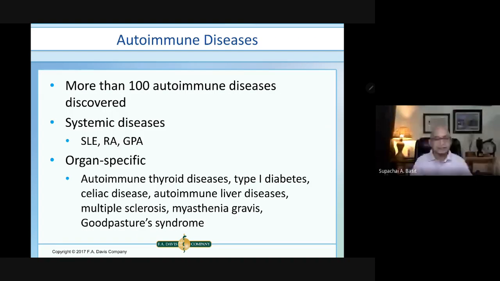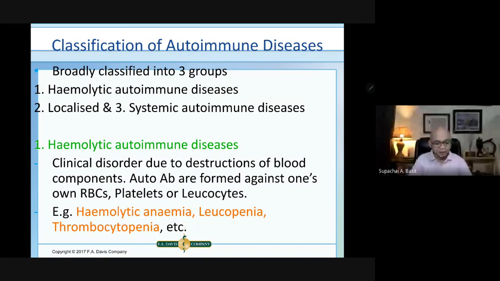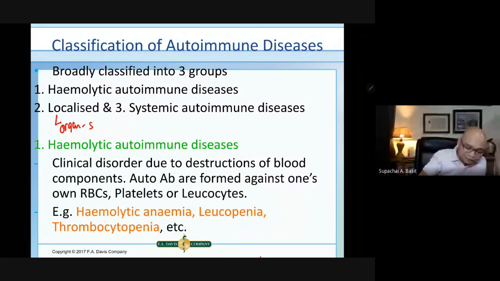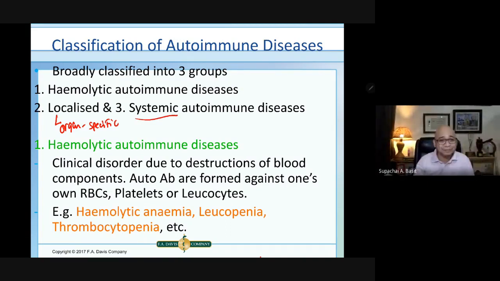So there are more than 100 autoimmune diseases discovered. And they are divided into two: systemic and organ-specific. We will be discussing these kinds of autoimmune diseases. Actually, there is a third classification. The localized, this is what we call organ-specific, and then we have the systemic, and then we have the hemolytic autoimmune disease.